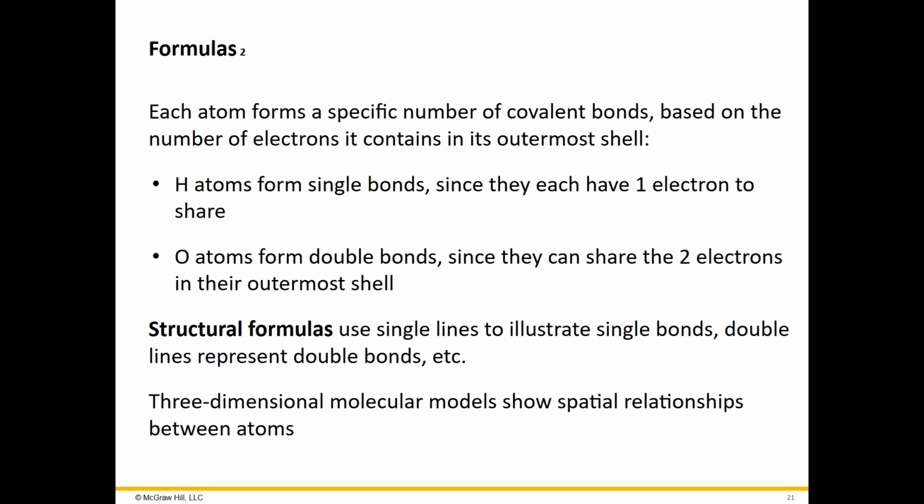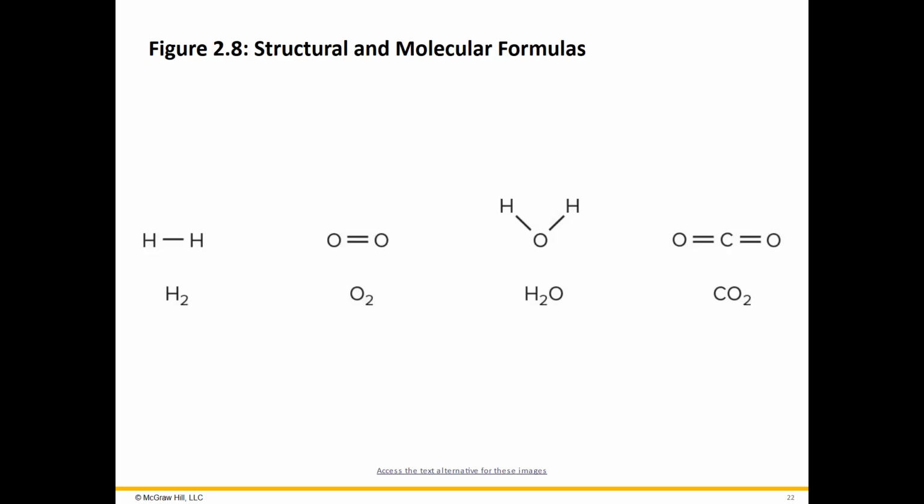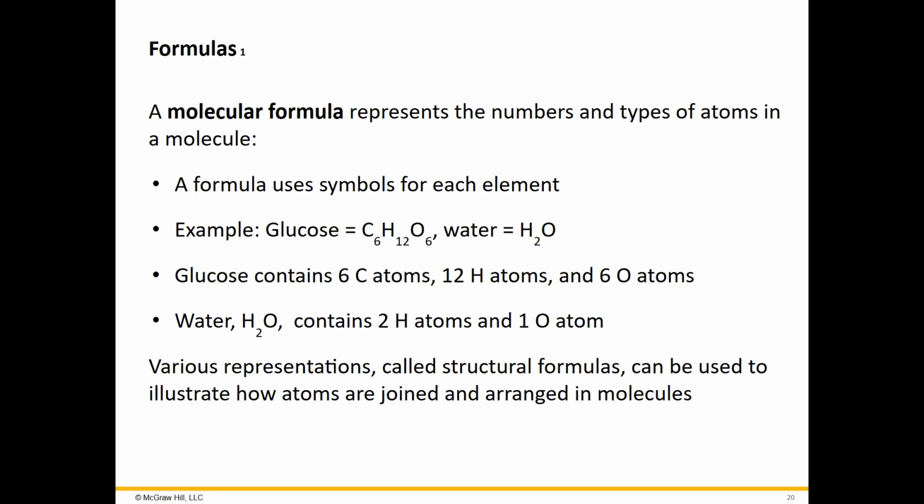Oxygen atoms form double bonds because they have 6 electrons, so they need 2 from each other. That means a total of 4 are being shared. When we draw it in a 3-dimensional model to show how these bonds form, that is a structural formula. This is a structural formula. This is a molecular formula. All it does is tell me the number and type of atoms. It tells me nothing about bonding.